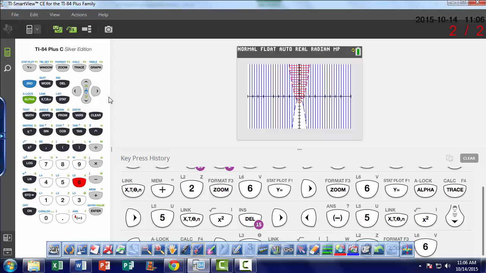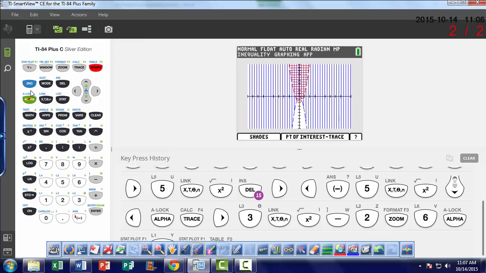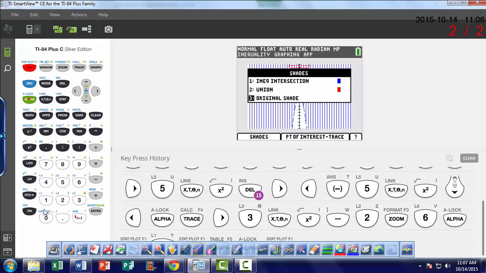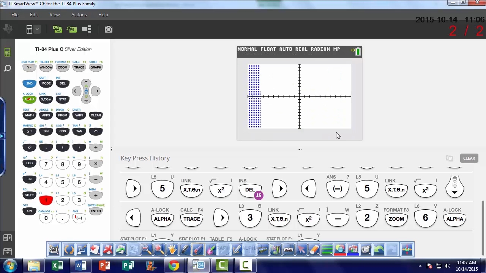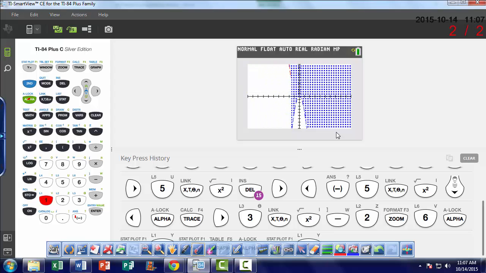So it's hard to see where the intersection of the inequalities is. So we're going to hit Alpha Y= #1. Did it do it? Alpha Y=. Hold on a second. There we go. And this is the graph I want you to sketch. Sorry, it's a little bit slow. That's okay. It gives you an opportunity to punch the buttons in on your calculator.